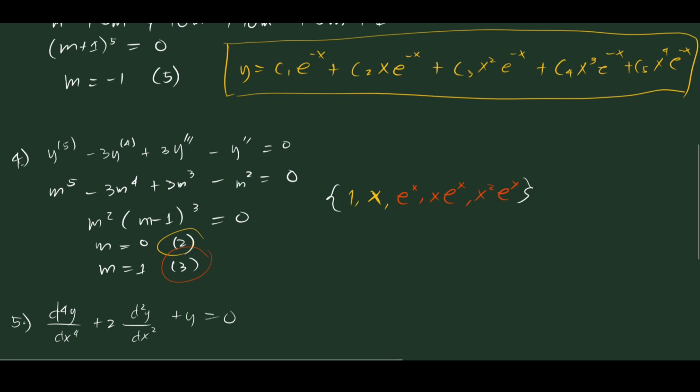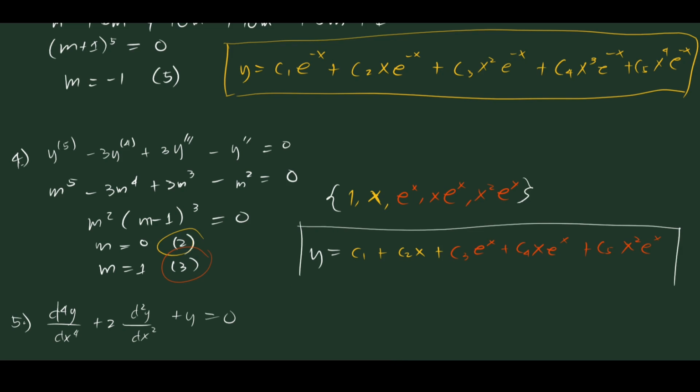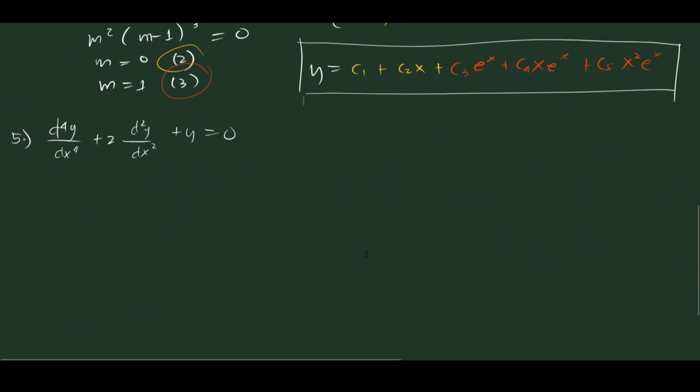Okay, so if we write our general solution, y is equal to c1 plus c2x plus c3 e raised to x, and then plus x e, I forgot the c. So we have here c4 x e raised to x, and then plus c5 x squared e raised to x. Okay, so this is it. So we have it right here. So this is our general solution. Okay, so let's go to our last example.